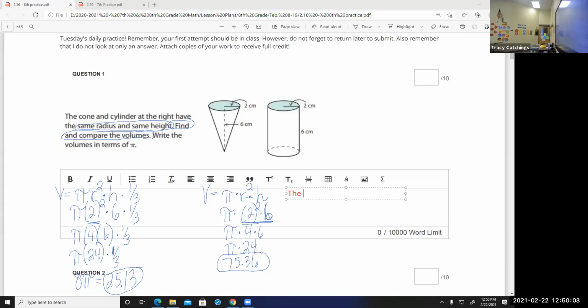So then I would say the cylinder is 3 times larger than the cone. And then I can say because 75 is greater than 25.